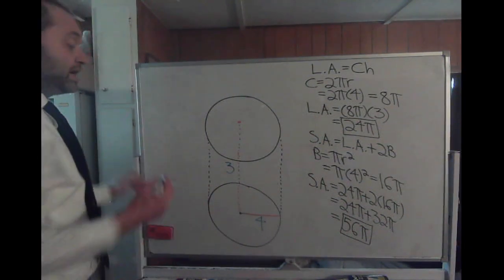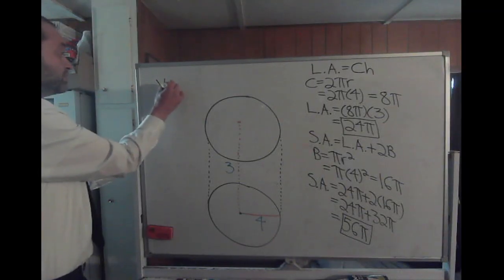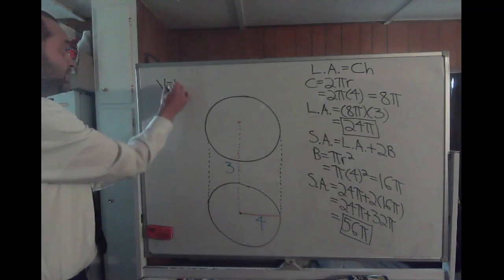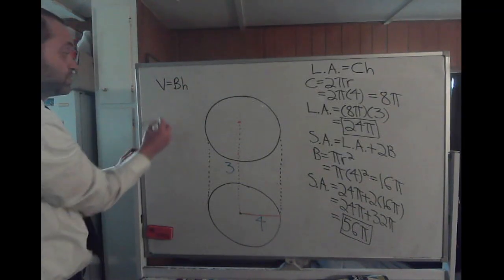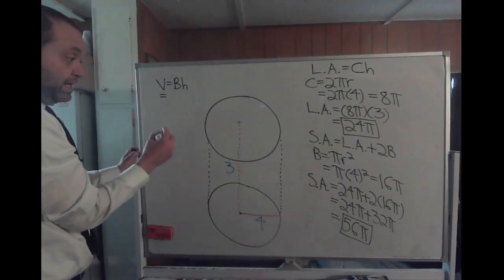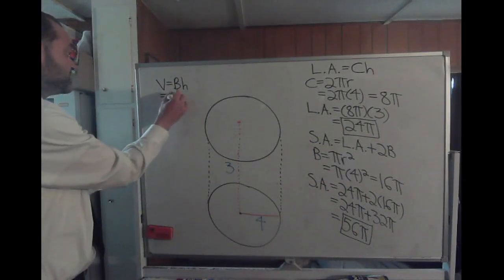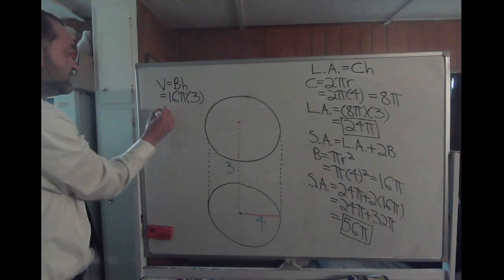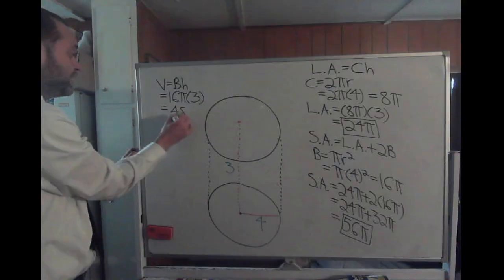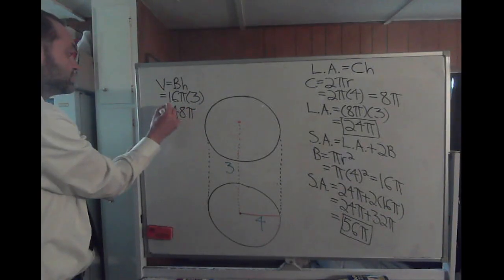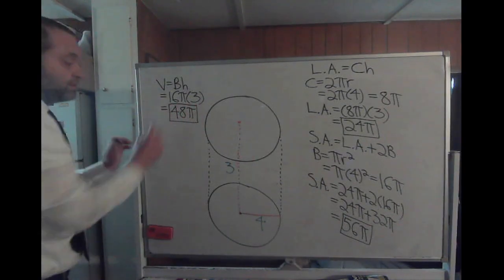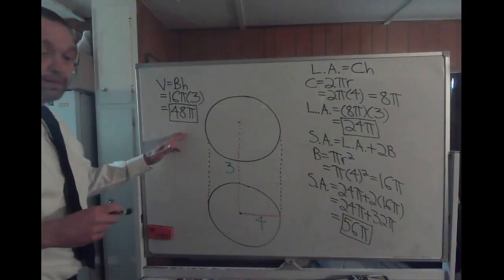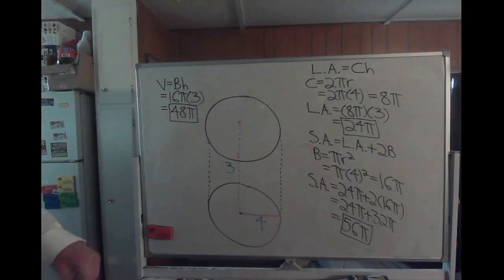And then last but not least, we'll find the volume. The volume, of course, is the area of the base times the height of the cylinder, which would be the area of the base itself was 16 pi times your height of 3 units, giving you a total volume of 48 pi cubic units. So the volume of this cylinder would be 48 pi cubic units.